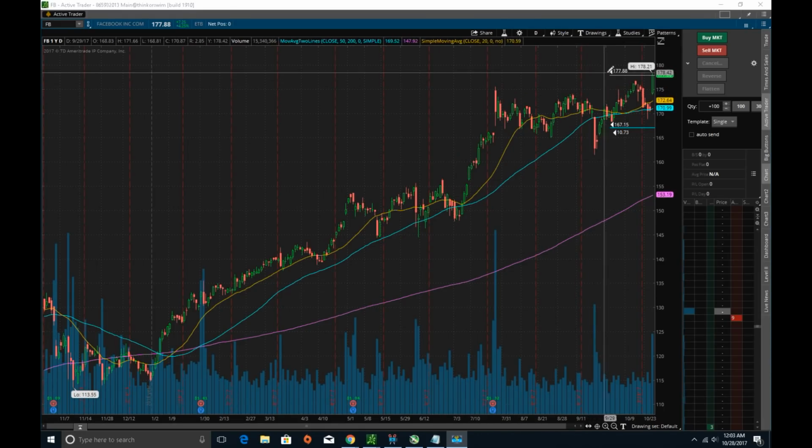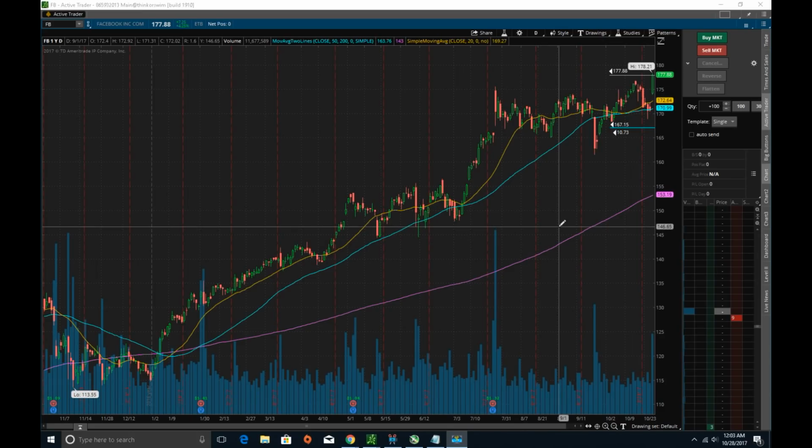So what we're going to do is take the 177.88 and subtract 167.15 from that number. That's going to leave us with a loss per share of 10.73. Now, 2% of our $10,000 account is going to be $200. So we're going to divide 200 by 10.73, and we're going to end up with 18 and some change shares.